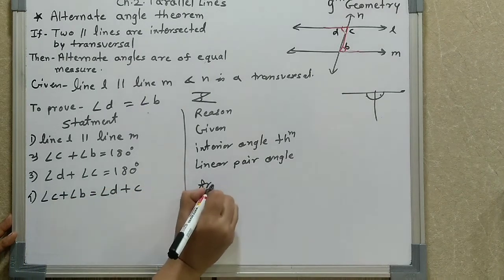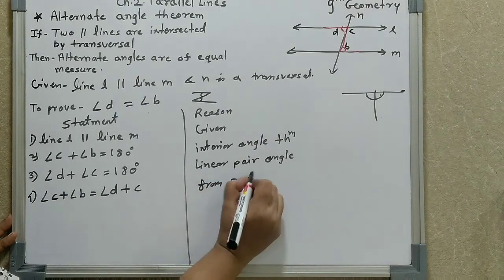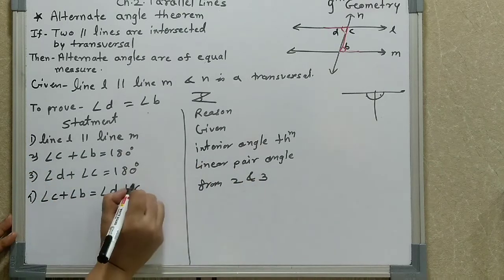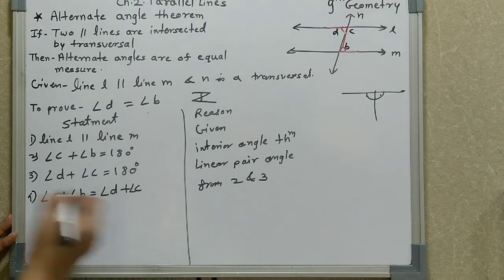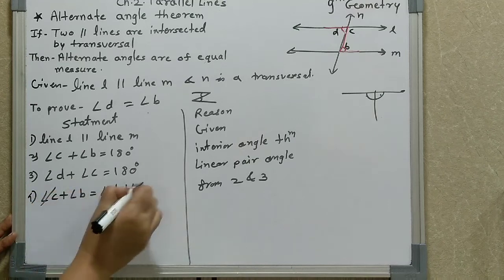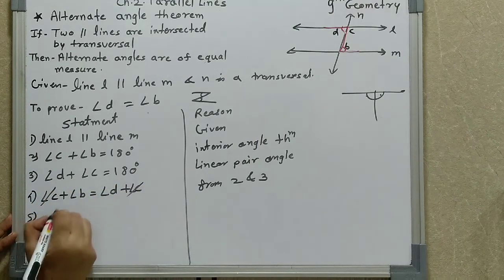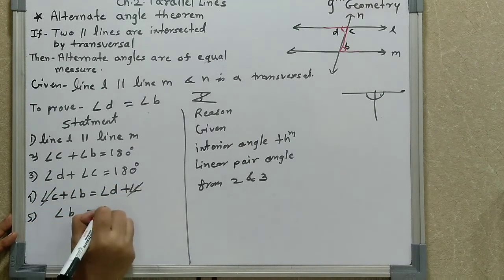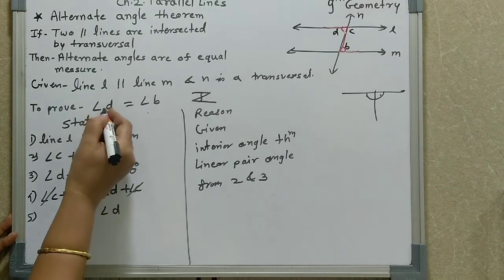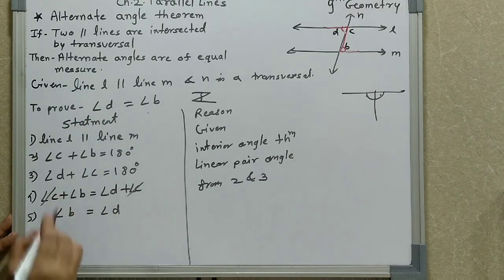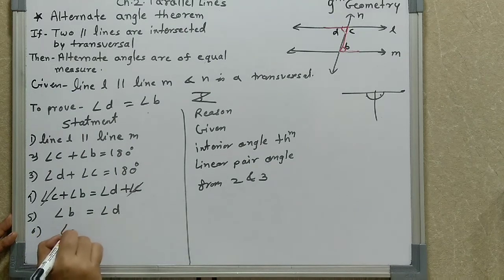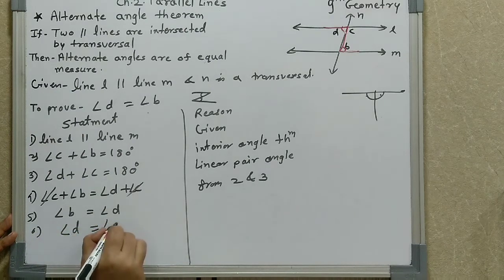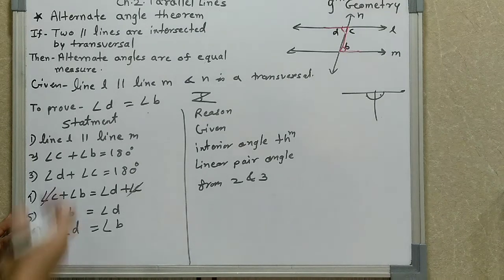From here, write the reason: from 2 and 3. Here angle C cancels. So our fifth statement is angle B is equal to angle D. Here angle D is equal to angle B, the same, but I write again: angle D is equal to angle B. So this is proved. So this is our alternate angle theorem.